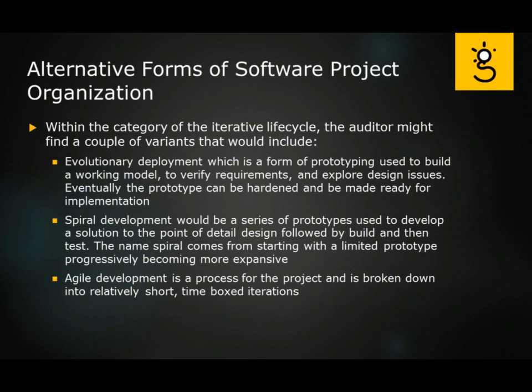The spiral development would be a series of prototypes used to develop a solution to the point of detailed design, followed by a build and then test type of process. The name spiral comes from starting with a limited prototype and progressively becoming more and more expansive. Agile development is a process for the project and is broken down into relatively short, time-boxed iterations.